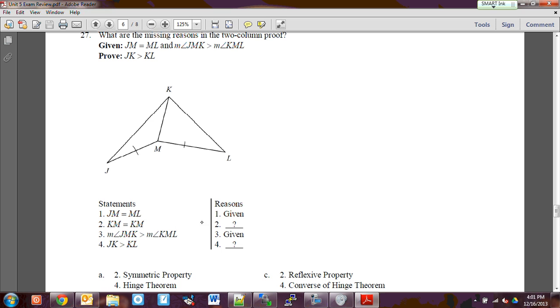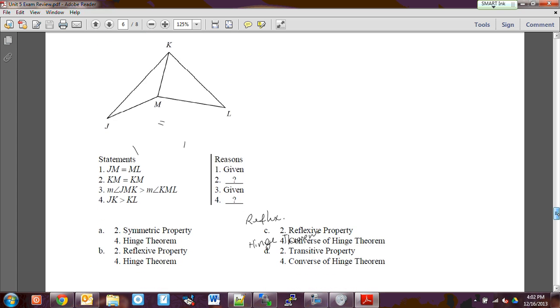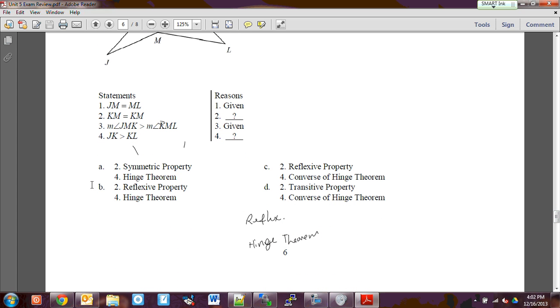All right, so first off, KM equals KM, well, we know that's the reflexive property. All right, so we know that. So now we have our side angle side. Since we know that this angle is larger, the Hinge theorem tells us that JK will be greater. So let's see which one of these says reflexive property and Hinge theorem. Our answer is B, reflexive property and Hinge theorem.